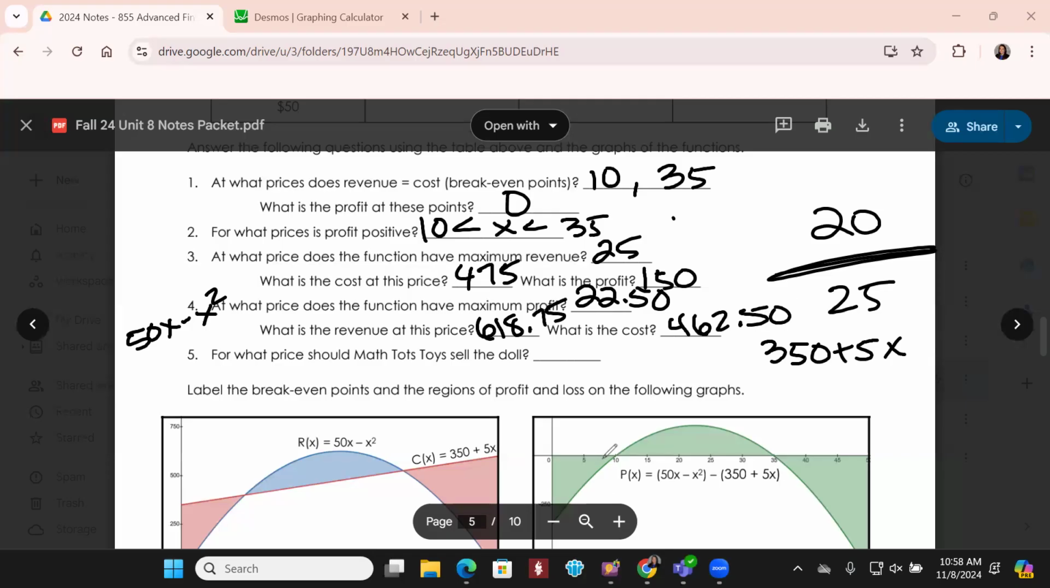So what price should they sell? They should sell at 2250 because they maximize the profit. Profit is a good thing. Profit is we made money. So they should sell at 2250 because it maximizes the profit. We don't want to necessarily maximize our revenue. We want to maximize our profit. Okay? Questions?